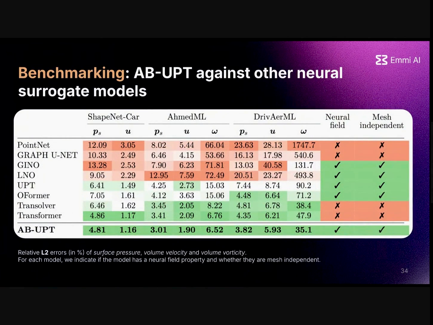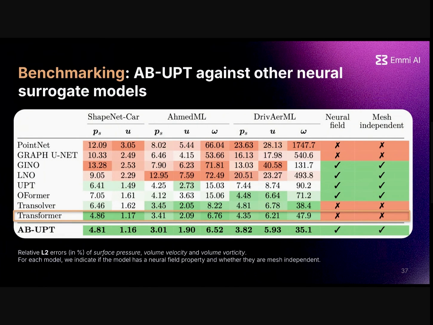So we first of all tested AB-UPT on the standard academic benchmark datasets ShapeNet, AhmedML, and DrivAerML. We compute the surface pressure, the volume velocity, and the volume vorticity. And we see that our model outperforms all the baseline neural surrogate models with sufficient margins. And especially if you look at Transolver, we are quite a margin ahead of the Transolver models on all metrics. And we are also better or comparable than a full transformer.